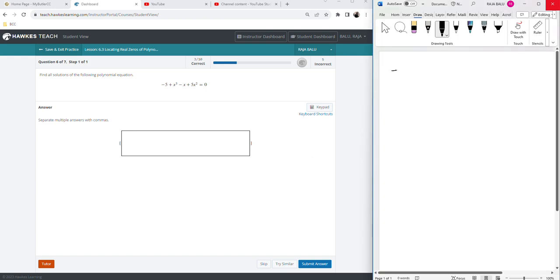It gives -5 and all. So let me rearrange it with the leading term, which is x to the power 3. And is there an x squared? Yes, there is. Plus 5x squared. Is there an x term? Yes, there is. Minus x. And there is a minus 5, and equal to 0.